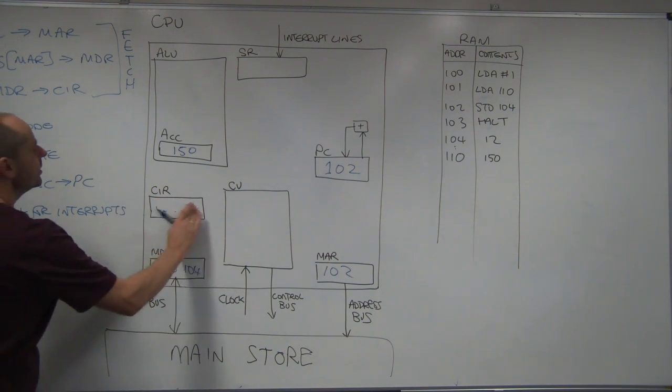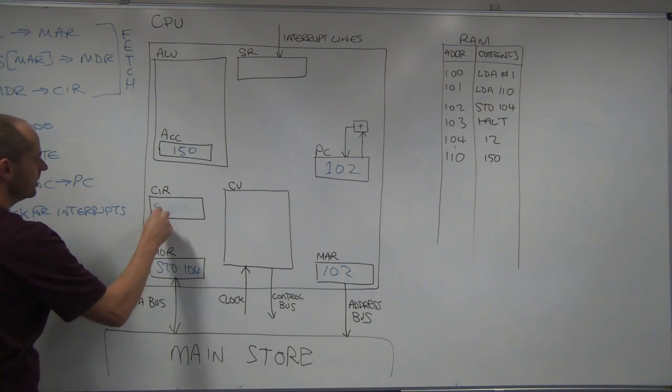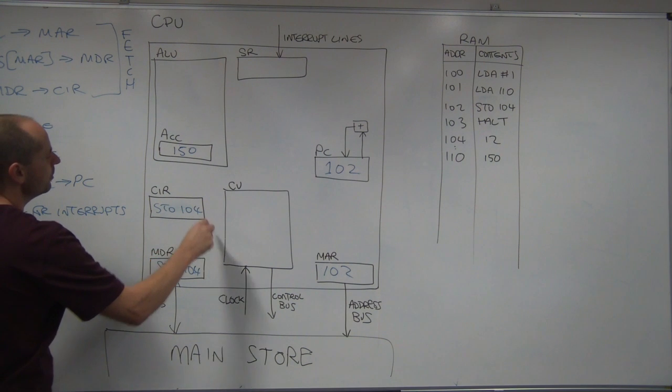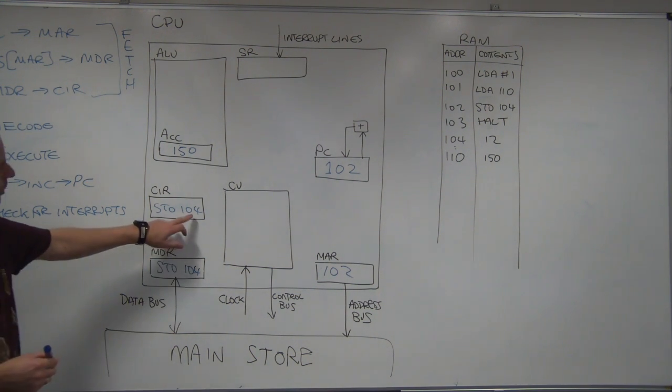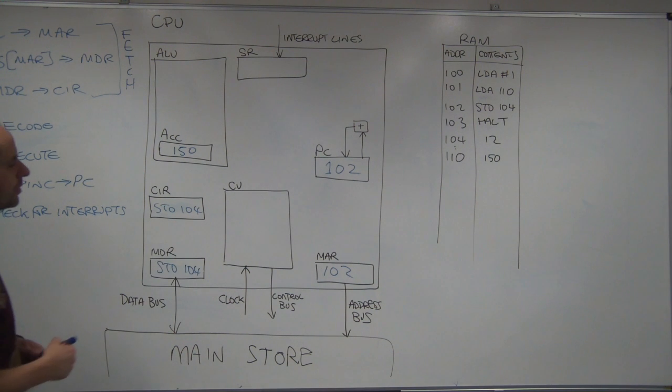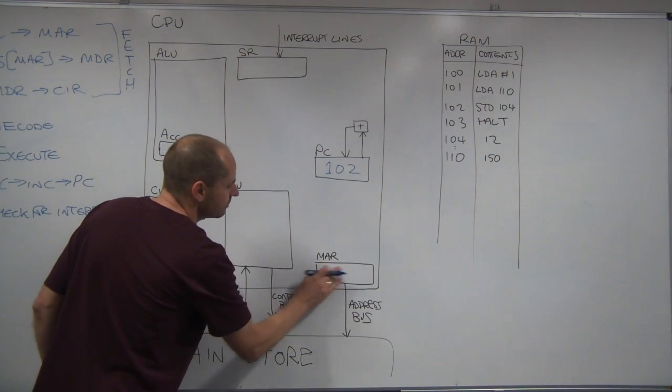Make a copy in the current instruction register, and then we'll decode it. And when the control unit looks this one up, it goes, oh right, that one, it's store. Store the value in the accumulator at address 104. So we've got two things we need to do now. First of all, we've got to select that address. So we put the value in the memory address register.